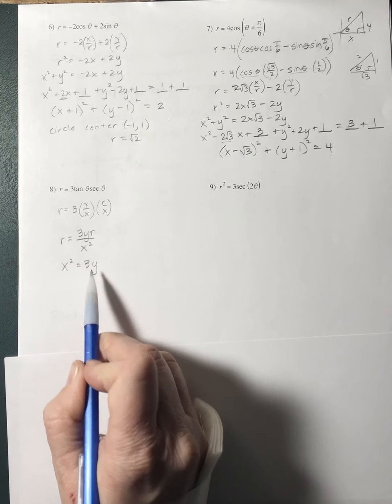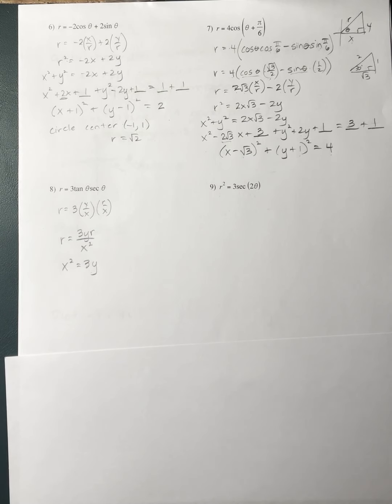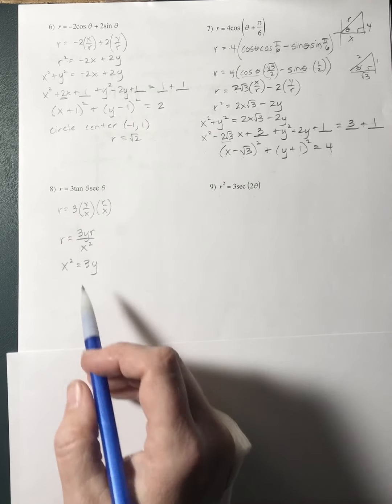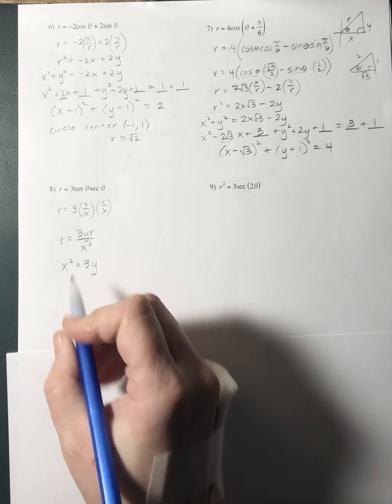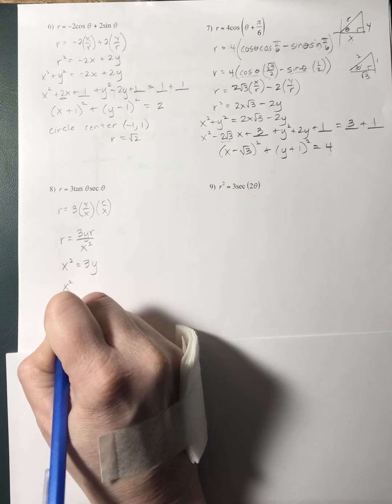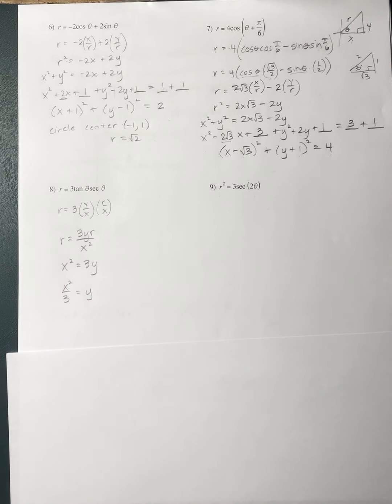And then again, we don't have a circle. Circles are the unusual one where you have to put it in standard form. Everything else you're going to put in function form. Circles, of course, are not functions. So then I would divide by 3, and I'd have x squared over 3 equals y.